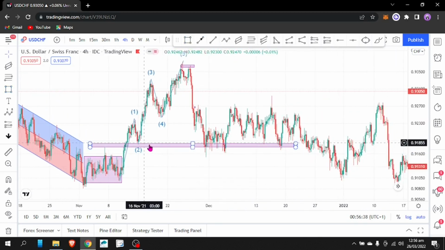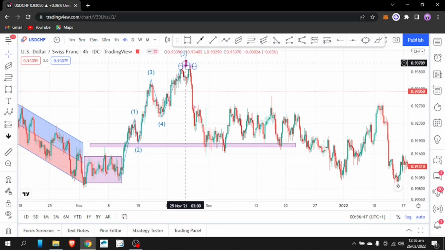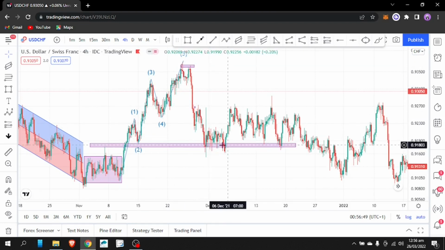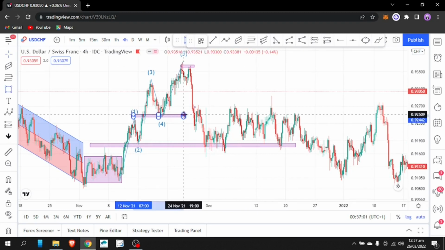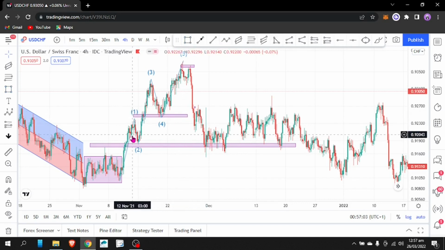We have this support level. After it broke, it came back for a retest, which now became our support level, pushed higher, came back, met this support level, pushed back, support level, pushed back. You can see it respected this support level a couple of times, and here also is a zone which after price pushed higher, it met with this resistance and then it dropped.